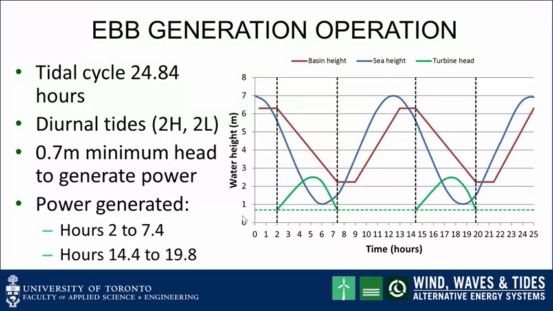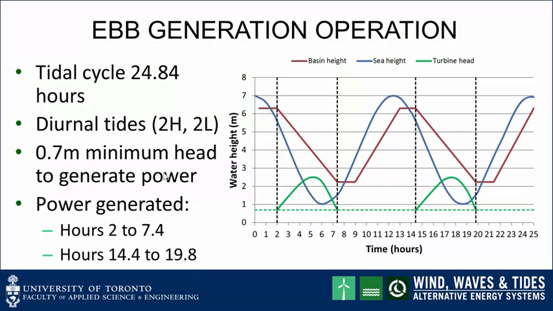We have water flowing into the tidal barrage through the sluice gate on the flood tide, close the sluice gate, and then you allow the water to flow back out during the ebb tide. All right, so the graph shows a complete tidal cycle of 24.84 hours.